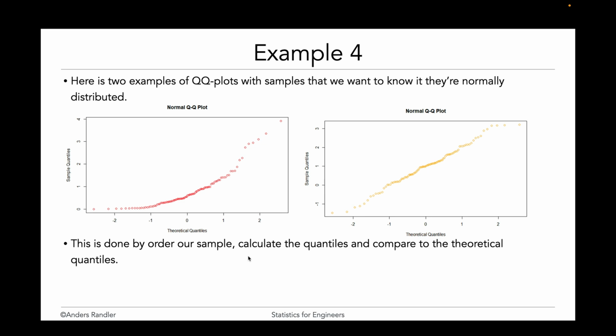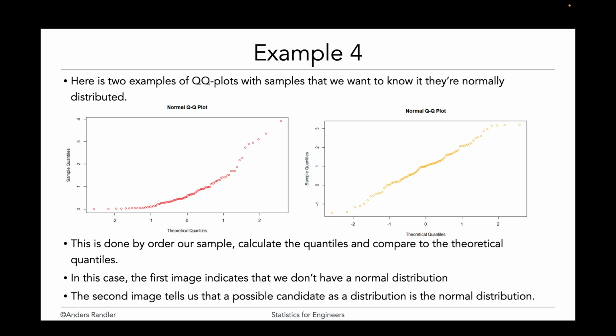So you do it by ordering our sample, calculating the quantiles, and comparing the theoretical quantiles to that. Because in order to talk about quantiles, you need to first sort the material from the least to the greatest, and then decide what the quantiles would be. But that's also something computer software could do for you. So in this case, the first image indicates that we don't have a normal distribution. On the other hand, the second one says that we might have that. It's a bit shady in the lower and higher parts, but anyway, it feels okay.